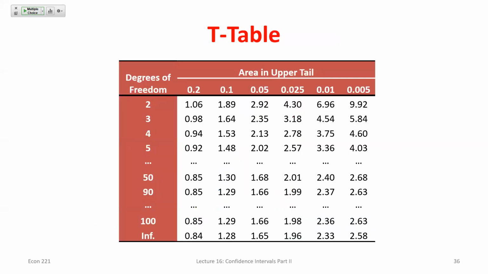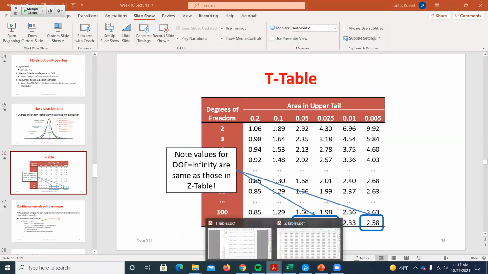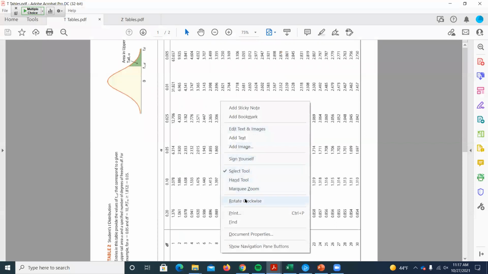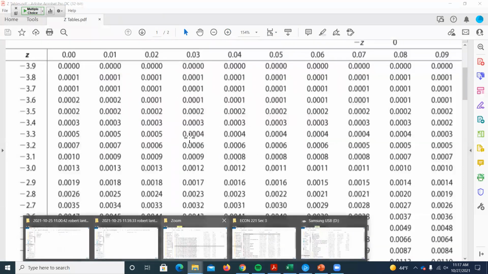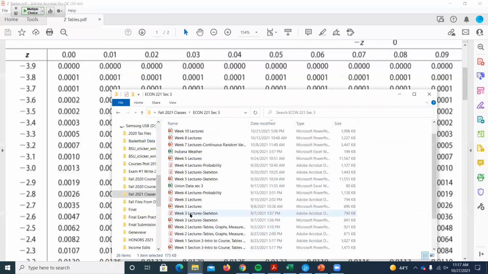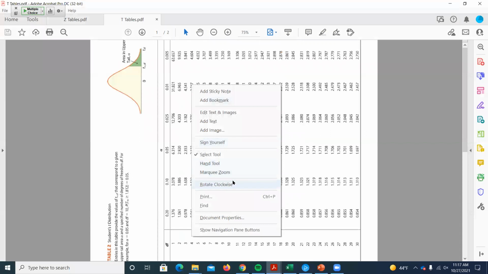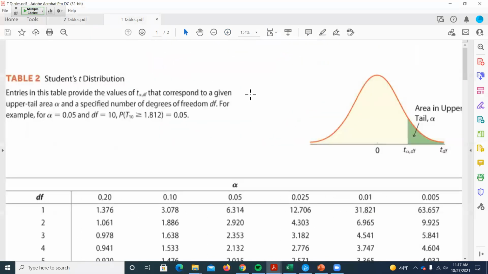So the table, I'm not even going to waste time here. I'm just going to show you the table that I put up on Canvas, because my computer's having all kinds of problems this morning. So let's go here. Oh, I think I just left it in here. Oh, there it was. Hopefully rotating. There we go.